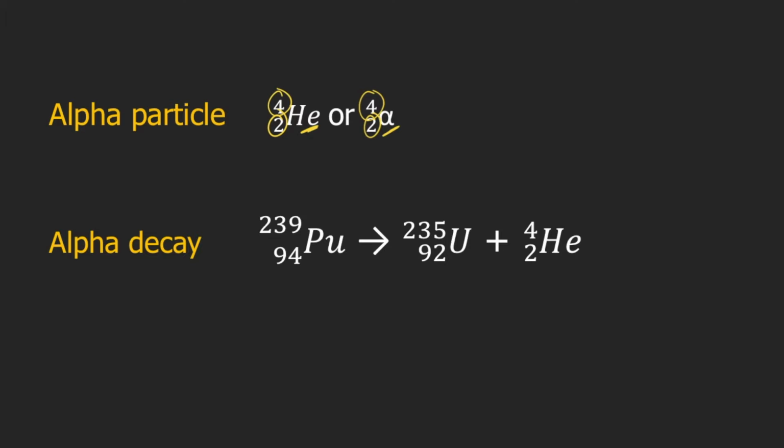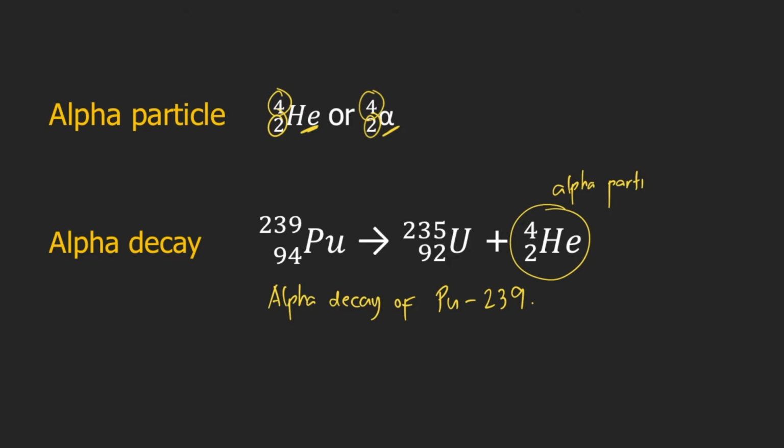So as you can see in the screen, this is an example of an alpha decay. Specifically, this is the alpha decay of plutonium-239. So as you can see in the screen, in the equation, plutonium-239 emits or gives off an alpha particle. So you can see an alpha particle on the right side of the equation. So now that you are refreshed about alpha decay, let's move on to balancing alpha decay equations.